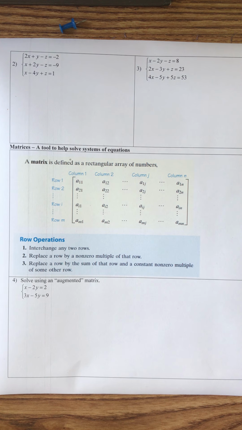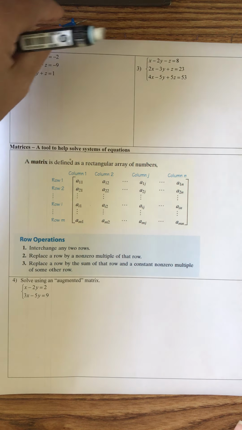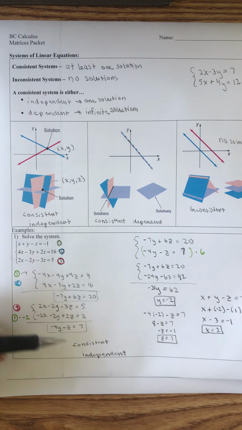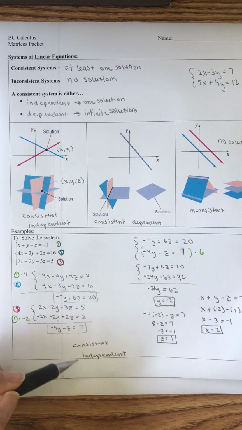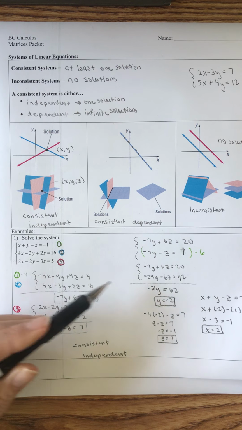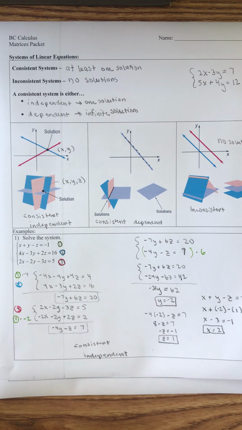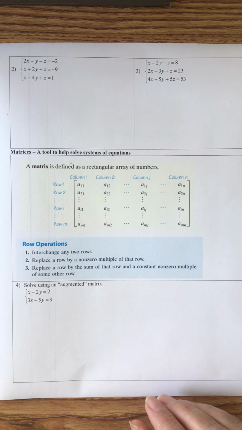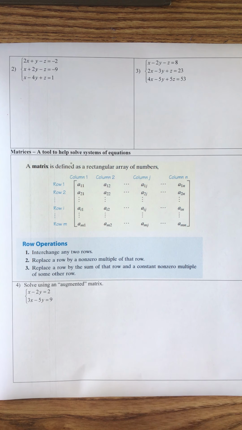This is page 2 of the Matrices packet, and we are going to continue solving systems and see what the different cases are for three-dimensional systems. In video 1, we solved a three-dimensional system and got one solution, and it is consistent independent. And we know that because we got a distinct value of x, y, and z.